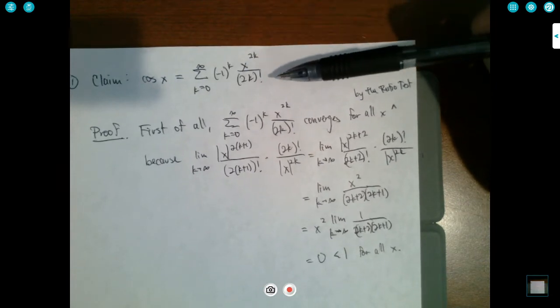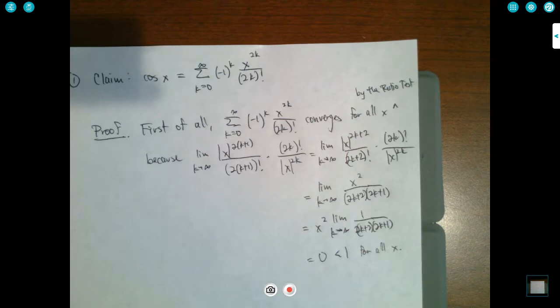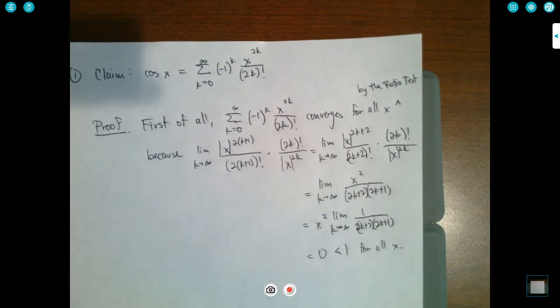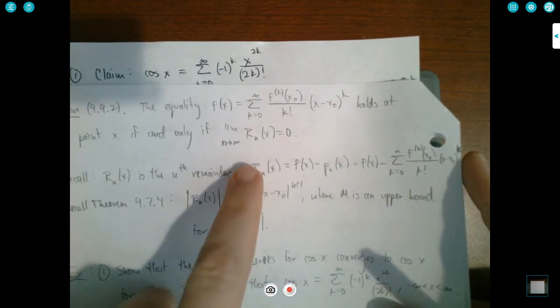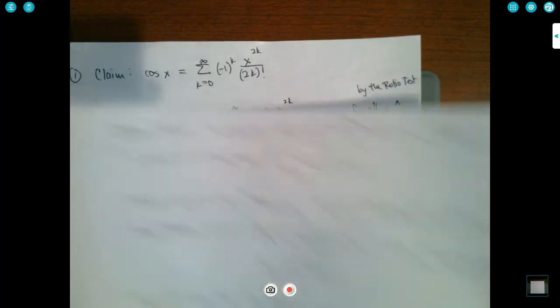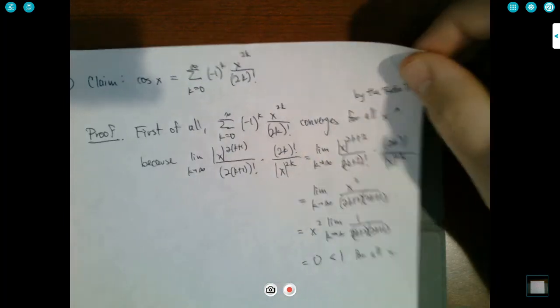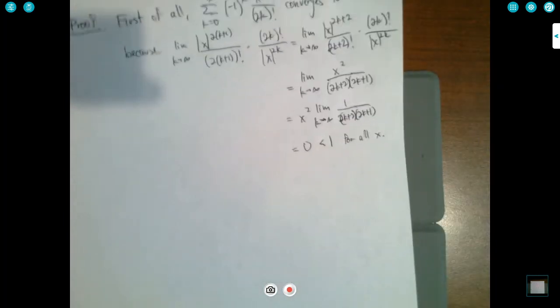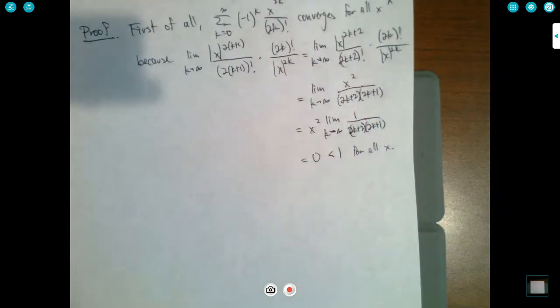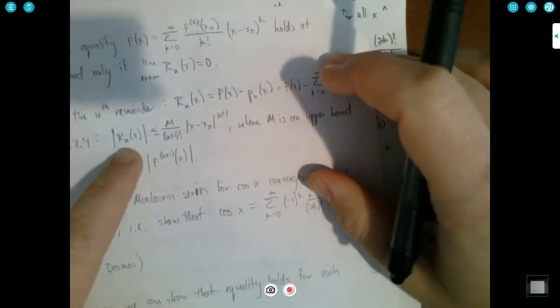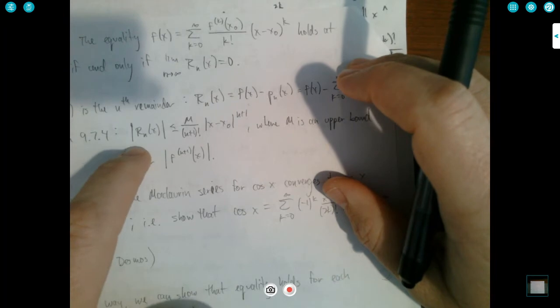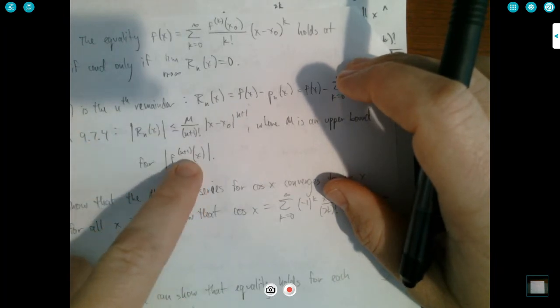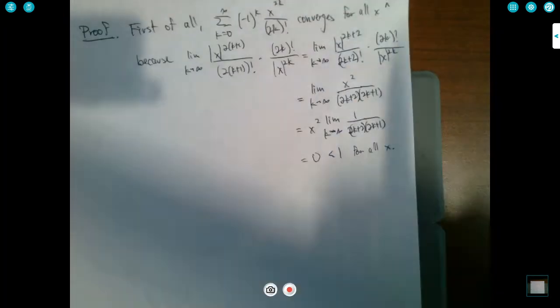Because it needs to converge to cosine x. How do we show that? Well, we show that by applying this theorem right here. We have to show that the limit of the remainder is 0. Now, in order to show that, I'm going to use this theorem here. So first I need to try to bound the n plus first derivative.